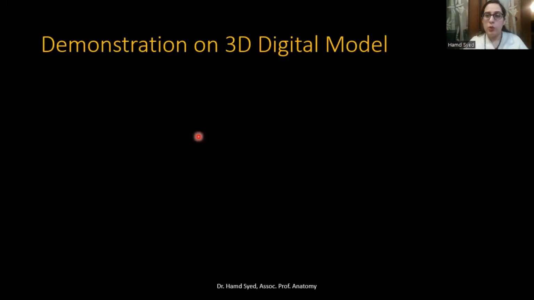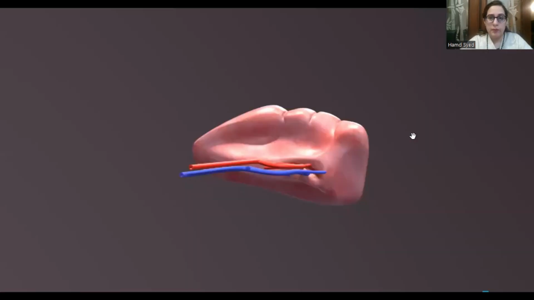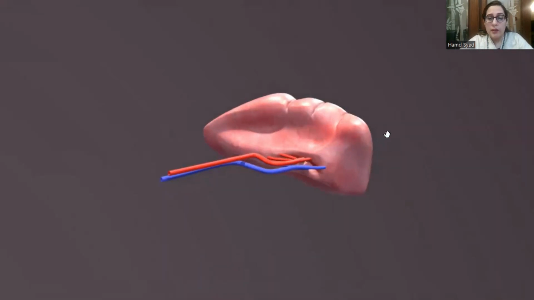Okay, so now we will be looking at the surfaces of the spleen and the gross anatomy of the spleen on a digital model, so we can get a holistic view of this organ and develop a better concept. So here in front of you, I have a digital model of the spleen. Spleen is an organ which has many important functions in the human body. Over here, we can see that it is a wedge-shaped organ, roughly corresponding to the size of a human fist.